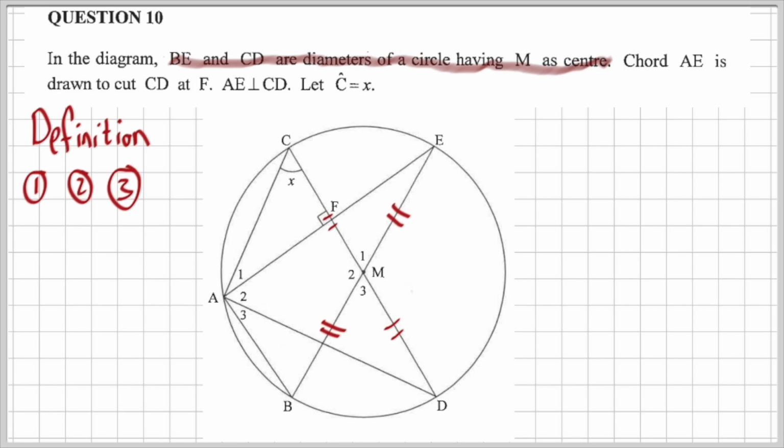If I look at theorem 1, it says that if I have a line from the center of the circle, so from M to AE, if that line is perpendicular, then it bisects the side. My apologies there. So if it is perpendicular, and it is, we see that with AE being perpendicular to CD, then AF is equal to FE.